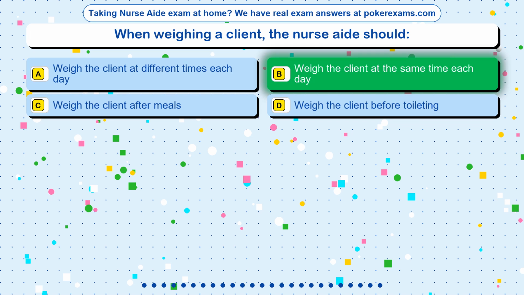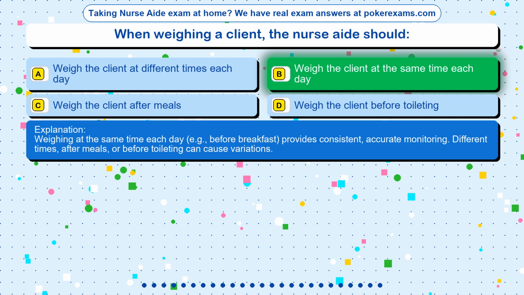The correct answer is option B, weigh the client at the same time each day. Weighing at the same time each day, for example before breakfast, provides consistent, accurate monitoring. Different times, after meals, or before toileting can cause variations.